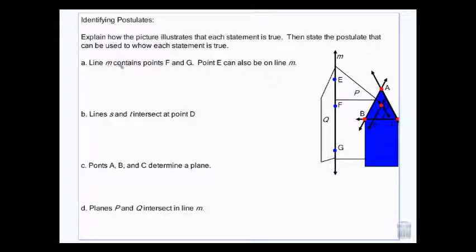Okay, so if line M contains points F and G. Okay, so here's line M, F and G. Oh, that should be an S. Okay, so we're going to say which postulate makes this true and how the picture shows that. So we have line M contains points F and G. Point E can also be on line M. Okay, so this is line M. We can see that point E is on line M.